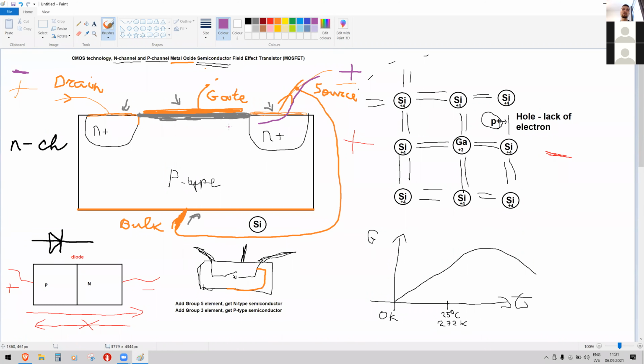Here's N, here's P. From N to P, it doesn't move, so electricity cannot flow further. But since bulk is connected to source, electricity flows through the bulk, and here is P and here's N, and from P to N it can go, and so it goes here and flows like in a short circuit.